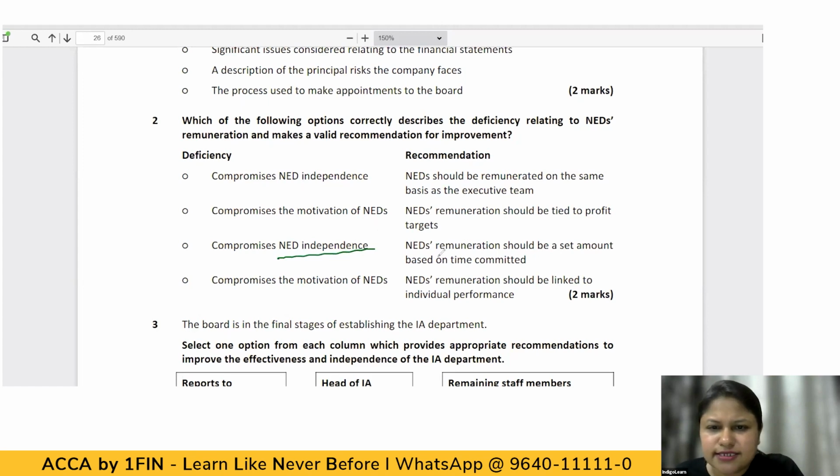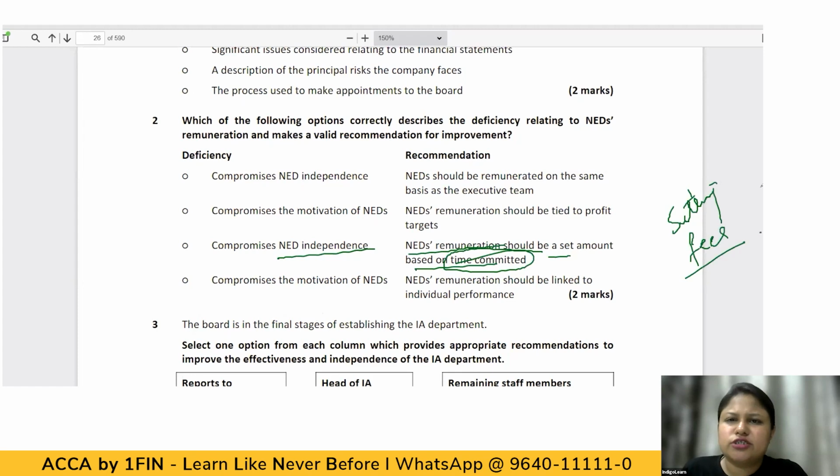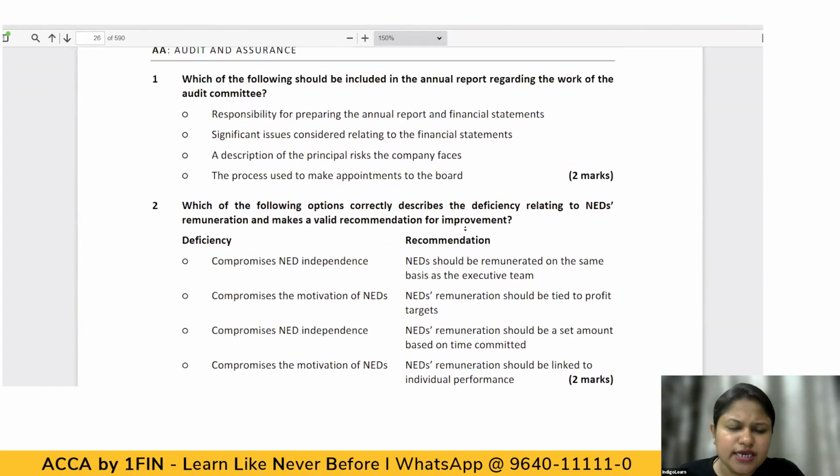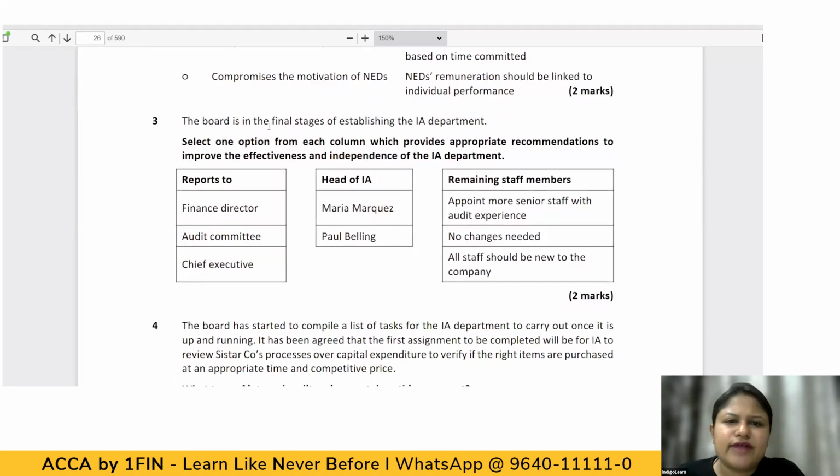But here let us look at the reason. NED's remuneration should be set as an amount based on the time committed. This is correct. So basically NEDs only get what? Sitting fees, and sitting fees will be per meeting, so it should be based on the time committed. So obviously this option will not be there. The option will be C again. So earlier the option was B, now the option is C. The board is in the final stage of establishing the IA department. So they had a proposal.